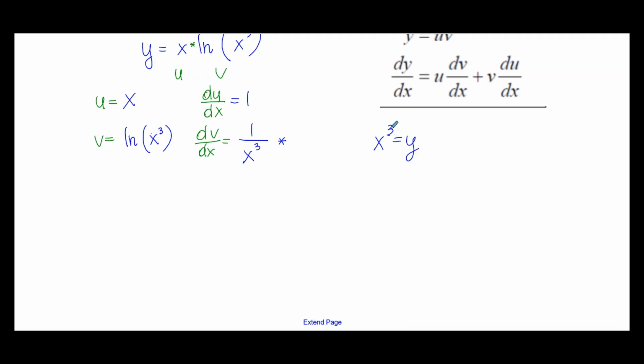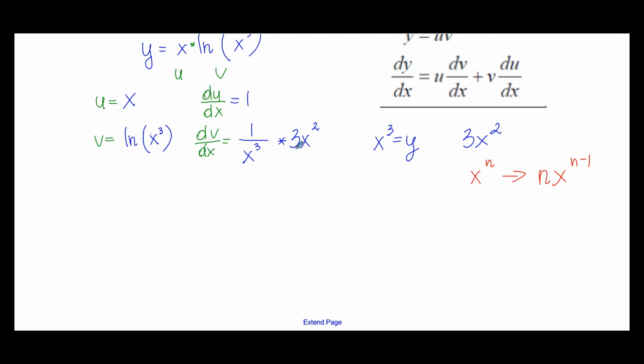So what is the derivative of x to the power of 3? 3 goes in front, and then the power minus 1, so 2. That's our very first formula. So when I have x to the power of n, n goes to the front, and then the power minus 1. So that means I'm multiplying that by 3x to the power of 2.